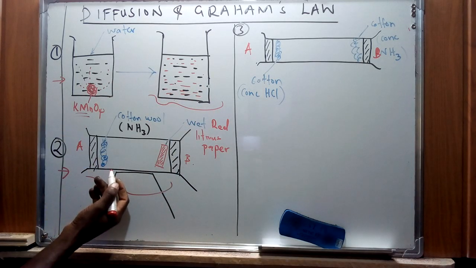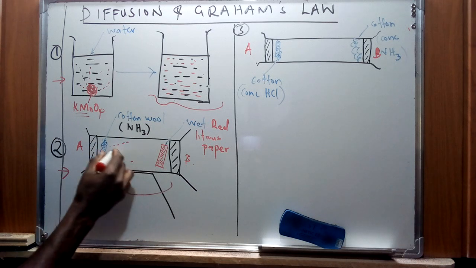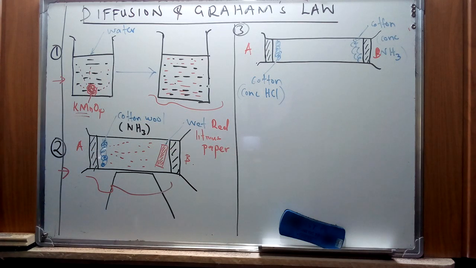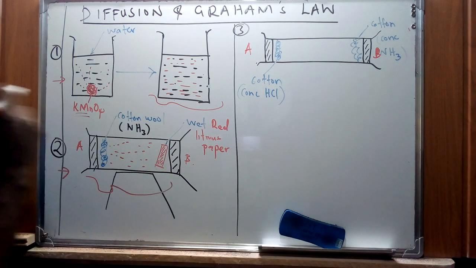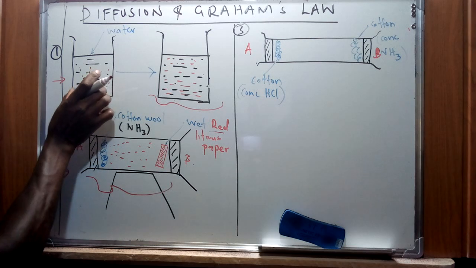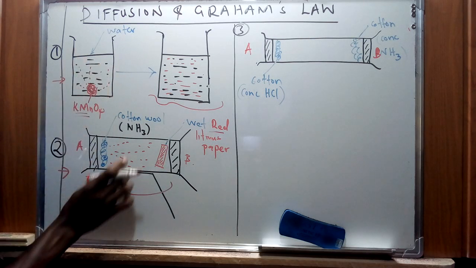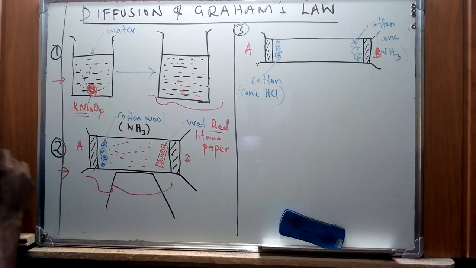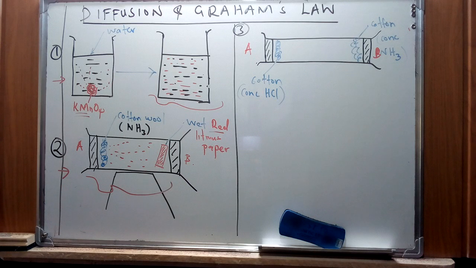For the second setup, some particles of ammonia spread from this gas, and whenever they come across this wet litmus paper, they form a base, which is a hydroxide. This hydroxide, since it's basic, is going to change red litmus paper to blue. So the concept we're trying to talk about here is the phenomenon of the potassium permanganate and the gas spreading out through a specific medium. We will assume that for these particles to spread, they possess kinetic energy, and we're going to see later that this assists them in spreading out.